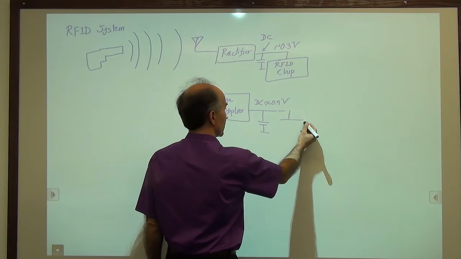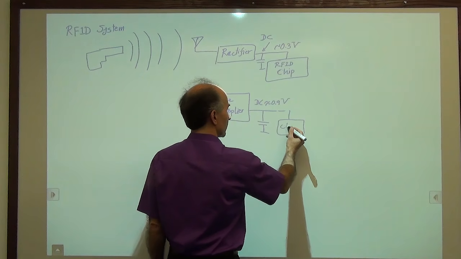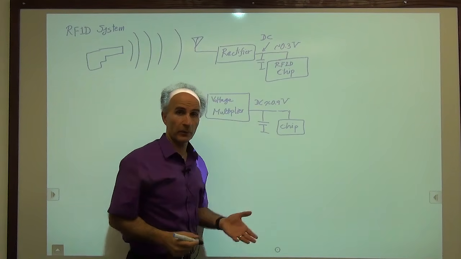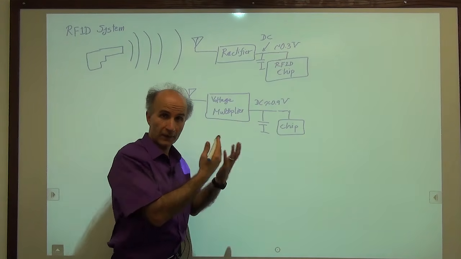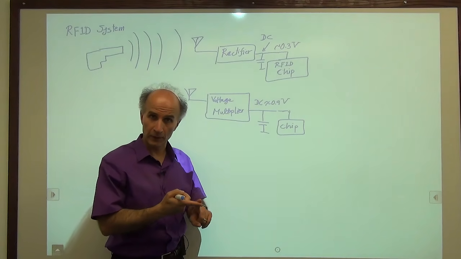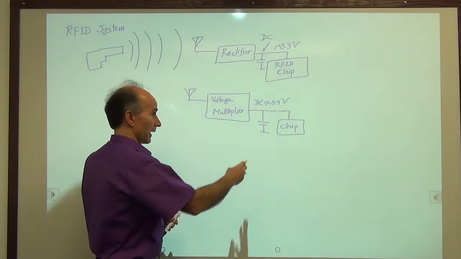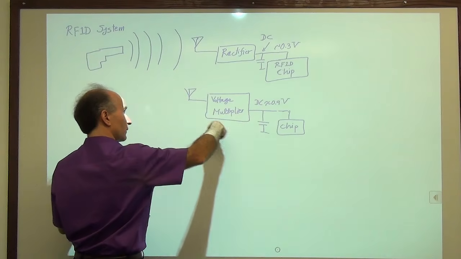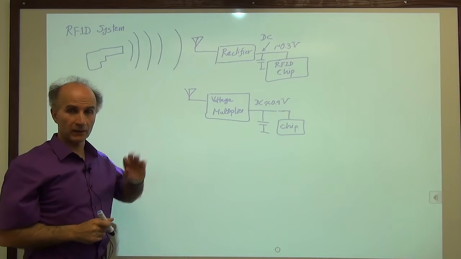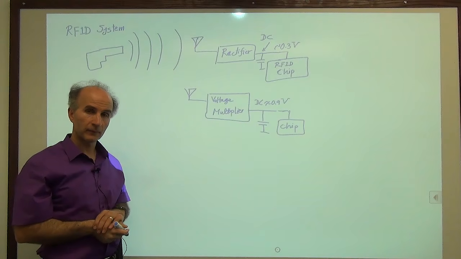So that connects to the chip, and the chip is able to operate. The chip now operates. It gives us the information that is stored on the chip, for example, the passport number or the date of birth. And then it actually sends the stuff back through the antenna, back to the reader. But that's not our concern at this point.